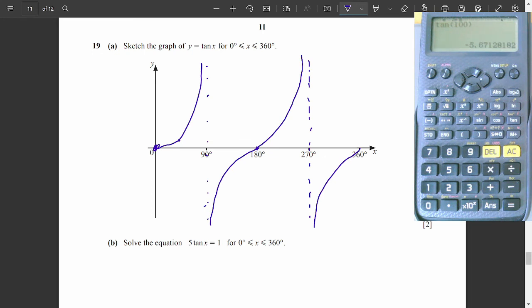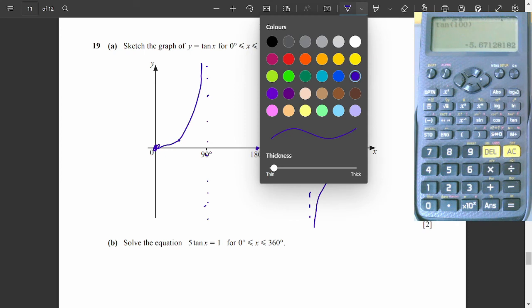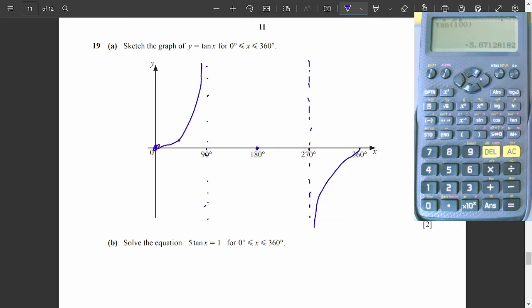Make sure it looks nice. Don't curve back like this. That's incorrect. Don't give them any reason not to give you your marks. So you always use a pencil and a ruler. Rub it out. Make sure it looks perfect. Have to be honest, it's quite difficult. That's better. Okay, next one then.